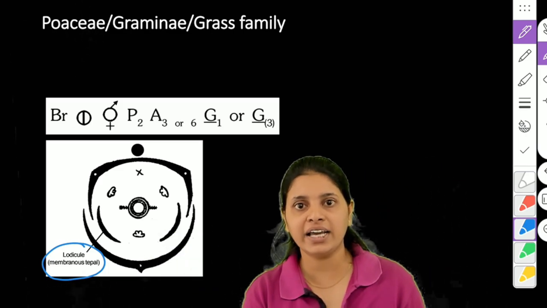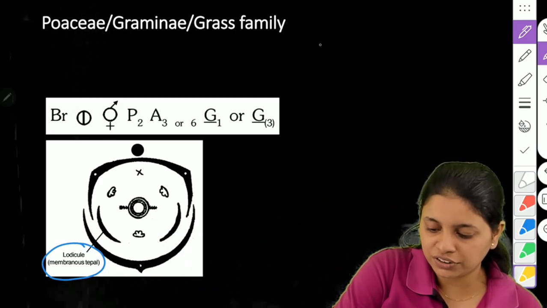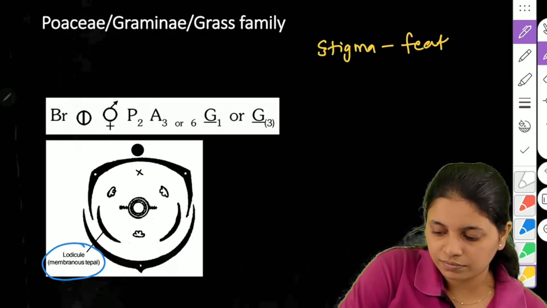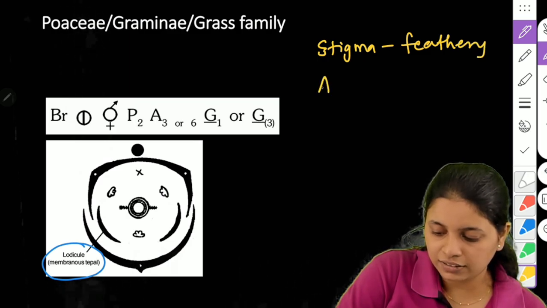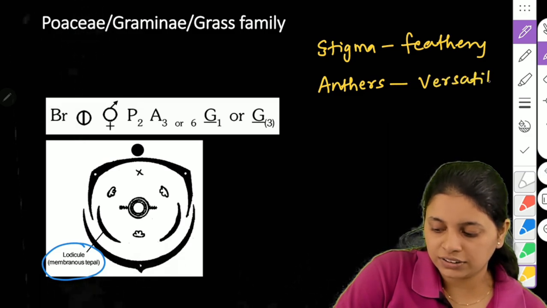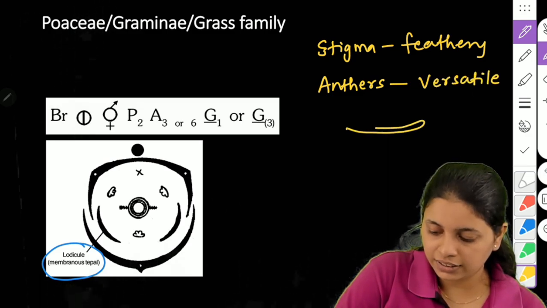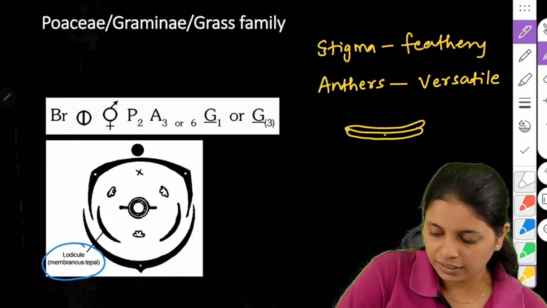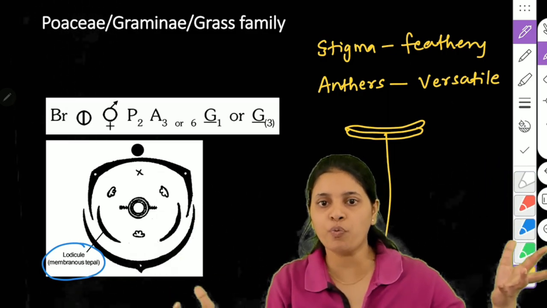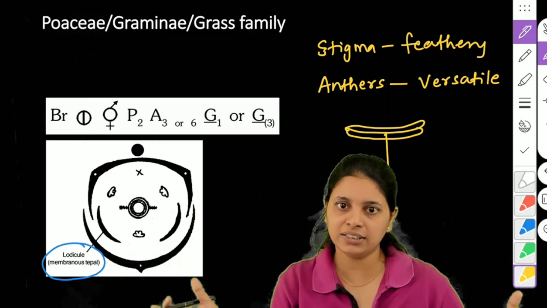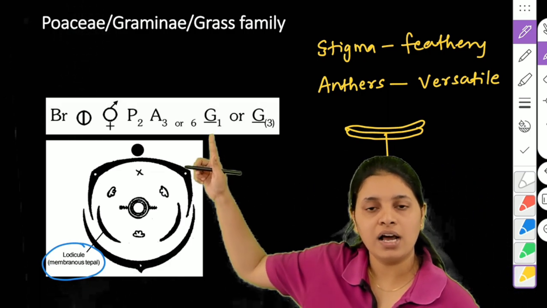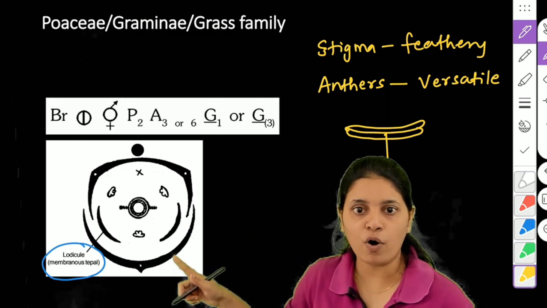Also, we have versatile anther. Okay, I will write all the important features. We have stigma, which is feathery. We have anthers, which are versatile. Versatile means like we have long anthers like this, both the lobes, and there is a long filament attached to it at one common point. So these anthers can easily swing like a seesaw in wind. Okay, this facilitates easy wind pollination. Okay, so this is the floral formula and floral diagram of Poaceae.